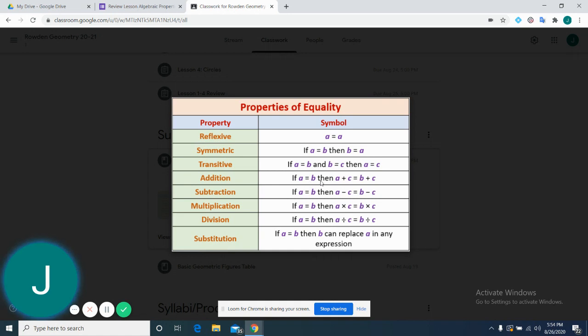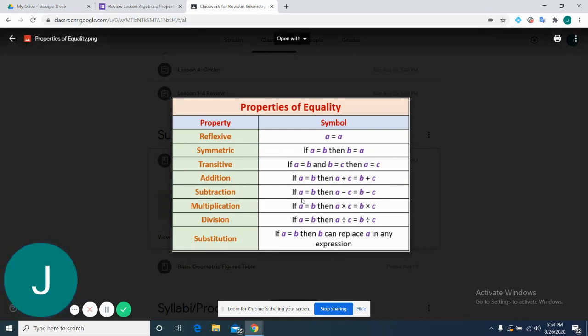Addition: if A equals B, then if you do A plus C, you'll get the same as B plus C. This is what allows us to add to both sides of an equation. And we're going to do the same thing for all of these. For subtraction, we subtract from both sides. Multiplication, we multiply both sides. Division, we divide both sides. Notice all of these work, though, only if you're adding, subtracting, multiplying, or dividing by the same amount on both sides.